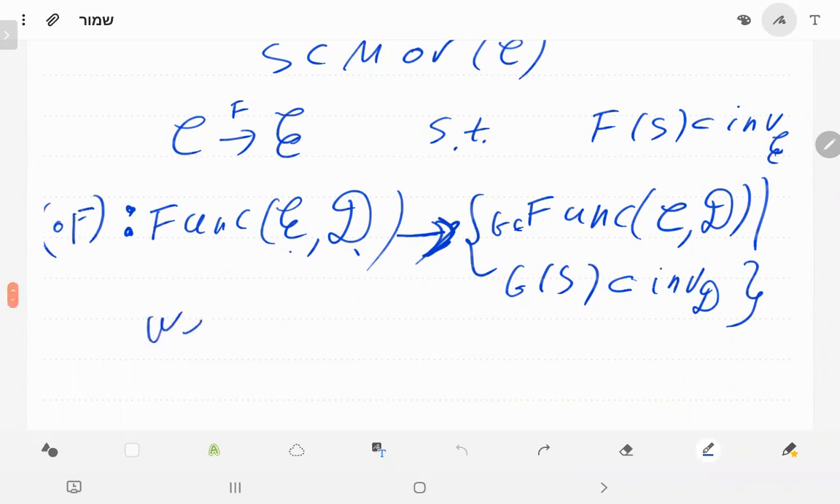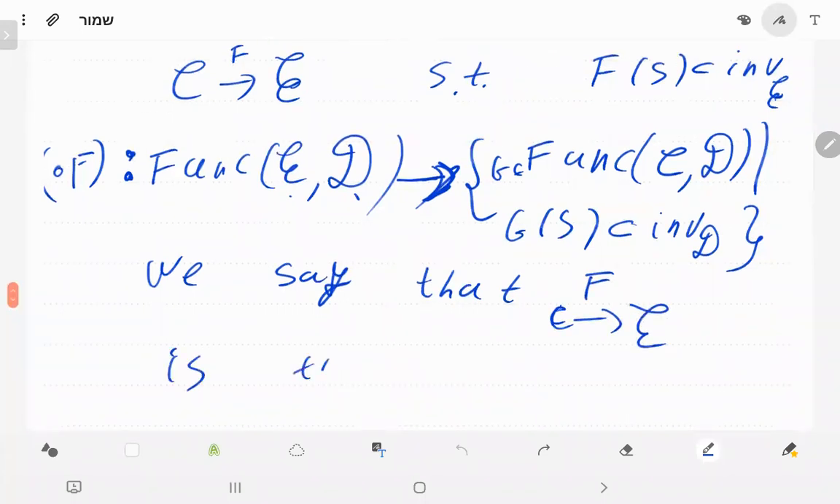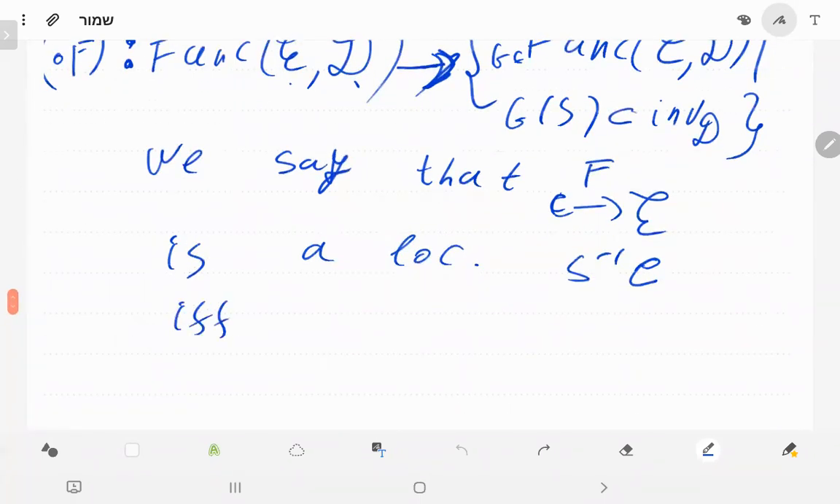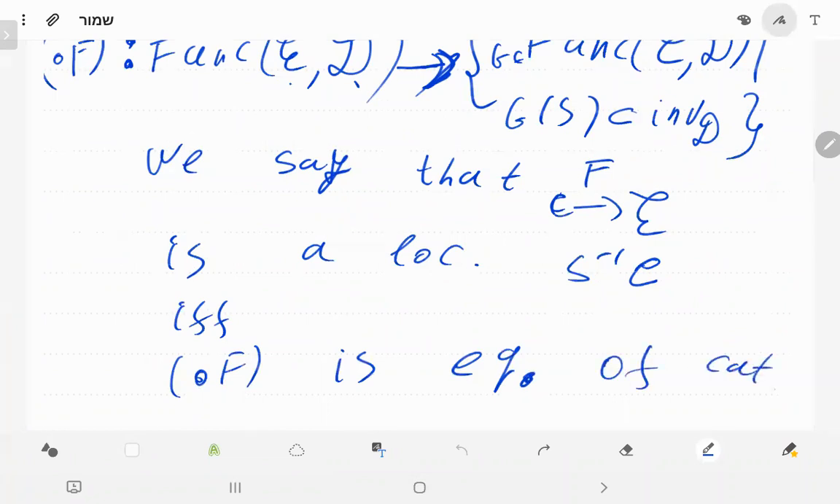So we say that F, let's say like this diagram, is a localization of C, a localization S inverse C, if this is an equivalence of categories.